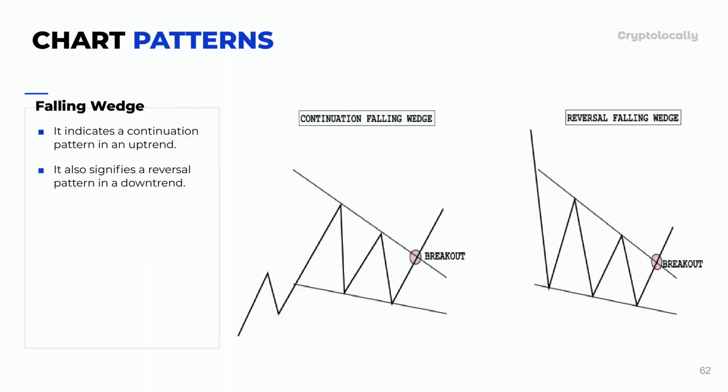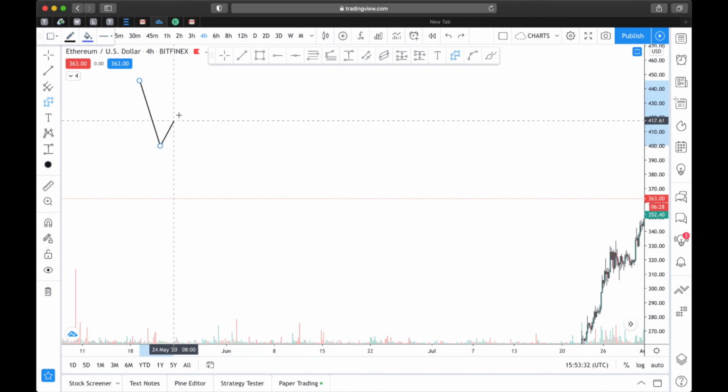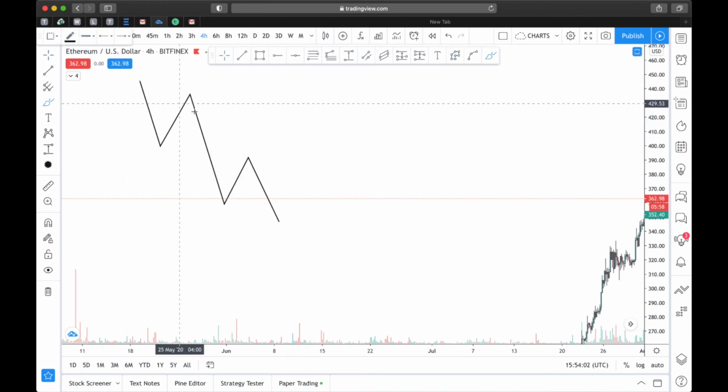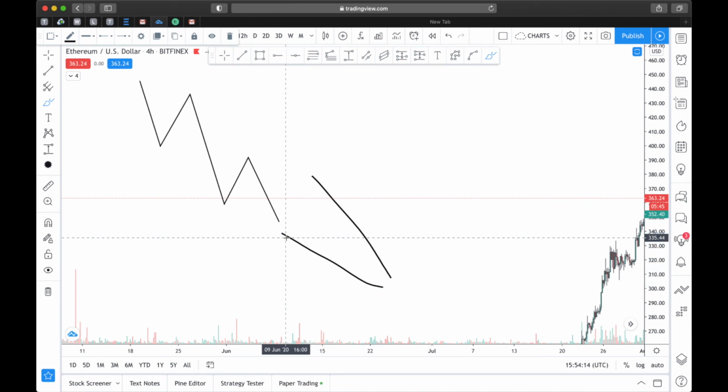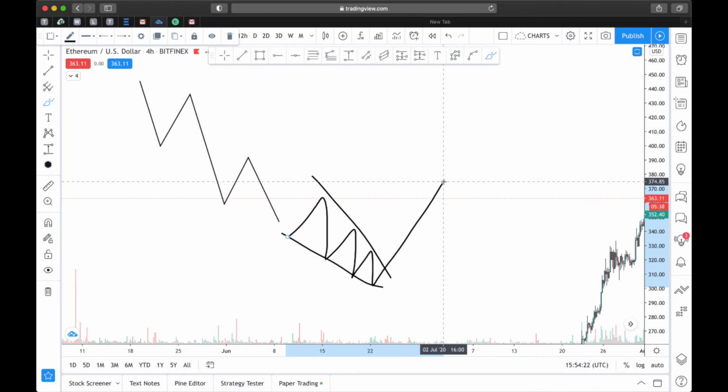So falling wedge is the next one we're going to be discussing, and they indicate a continuous pattern in an uptrend. And when you see them in a downtrend, they indicate reversal. For example, let's say you've been having a downtrend for a while. A falling wedge usually looks like this in a downtrend. When you see price moving in between this kind of shape, most likely the price will break up. Do you understand? So when you see falling wedge in a downtrend, most likely price will go up. So it serves as reversal pattern in a downtrend.